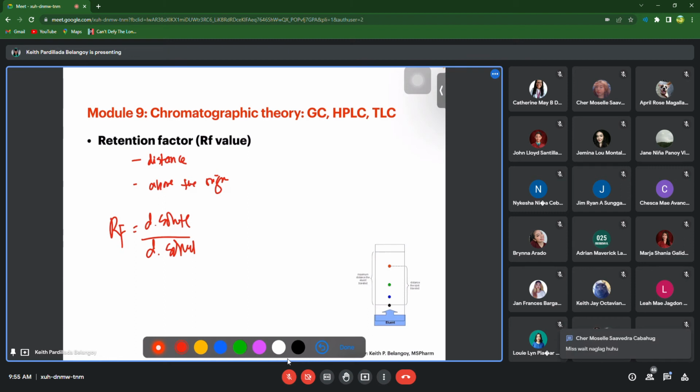Torino, if this is your retention factor formula, looking at the same illustration, you have your spot red and your spot B. You just look at which one has a bigger retention factor, the one that traveled far or the one that traveled near? Or anyone from the group would like to answer that?